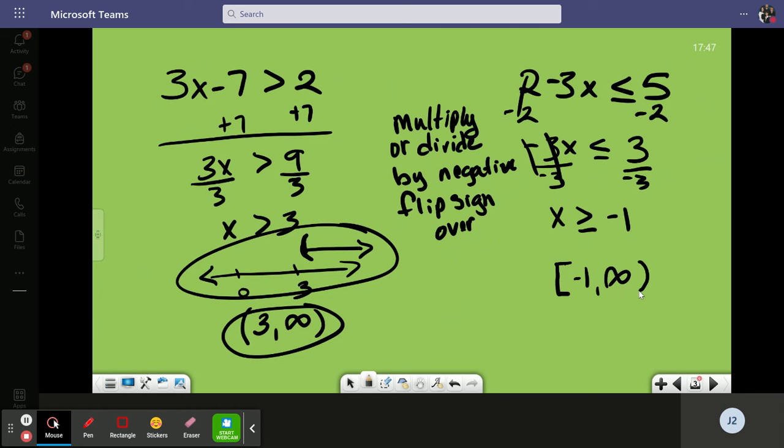Is there going to be a time with infinities on the left side? Negative infinity. Okay, if it's less than. Yep.